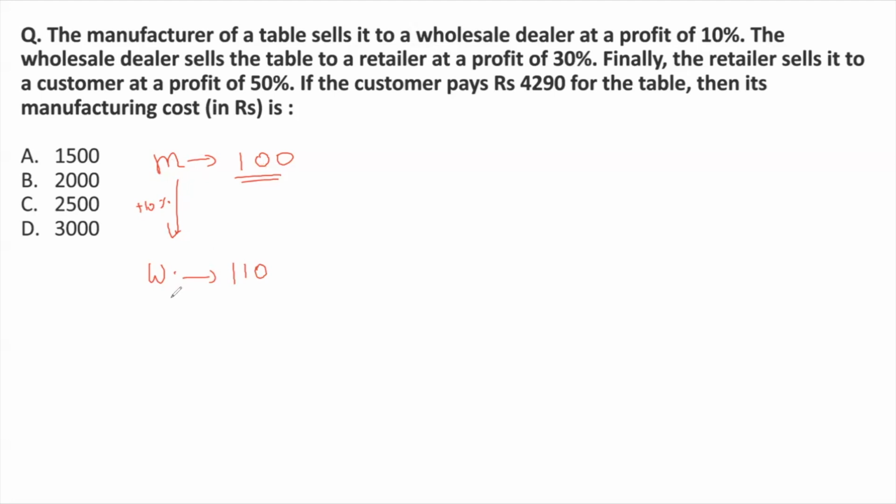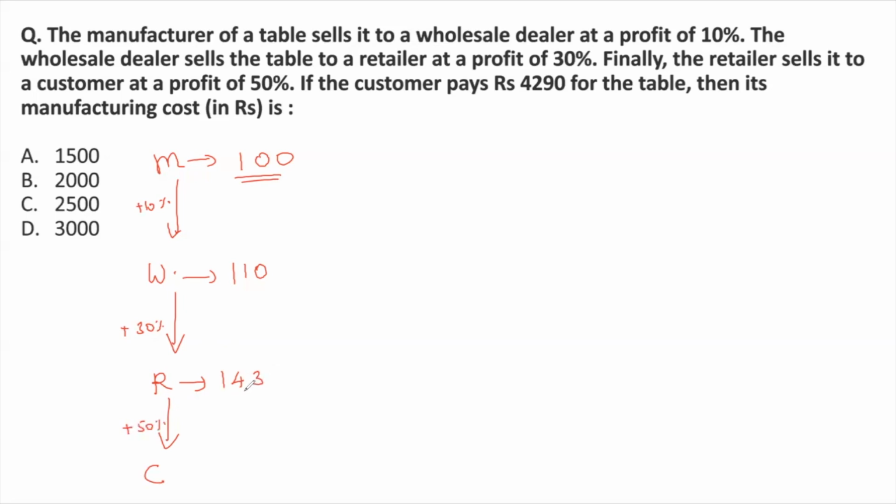Okay. Next, the wholesale dealer sells this table to a retailer at a profit of 30%. Now, 30% of 110 is rupees 33. So for the retailer, the cost price is 110 plus 33, 143 rupees. Finally, the retailer sells it to a customer, making a profit of 50%.